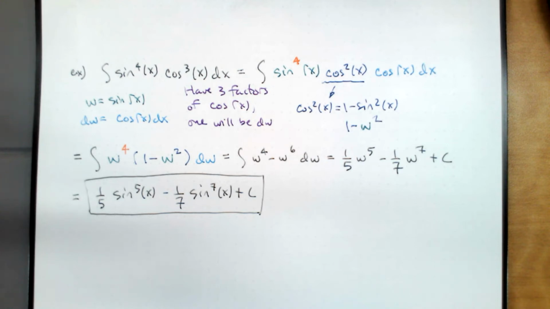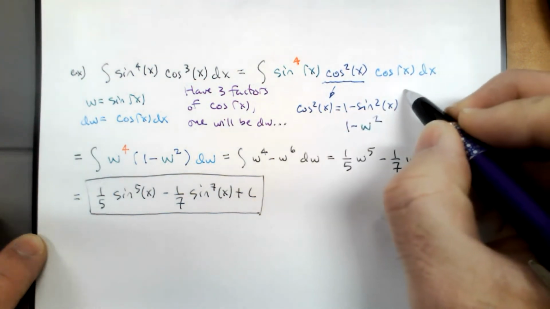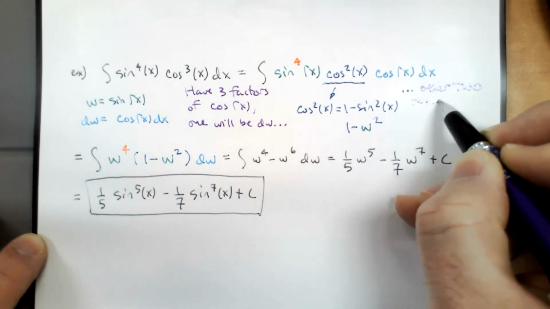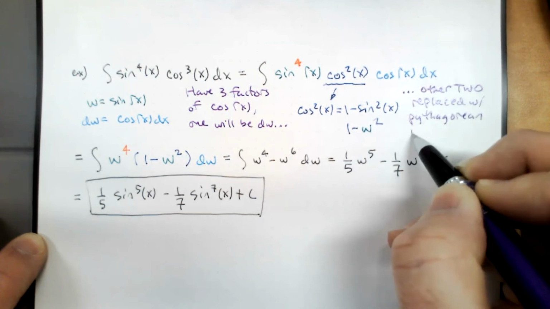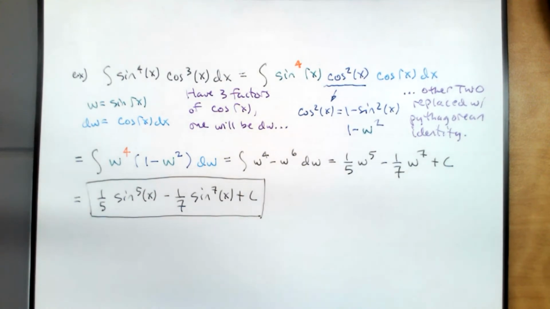So we have 3 factors of cosine. One will be the dw. The other 2 get replaced with the Pythagorean identity. How's everybody okay?